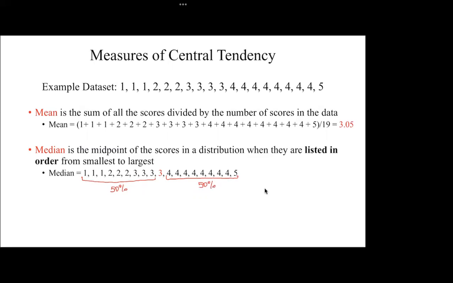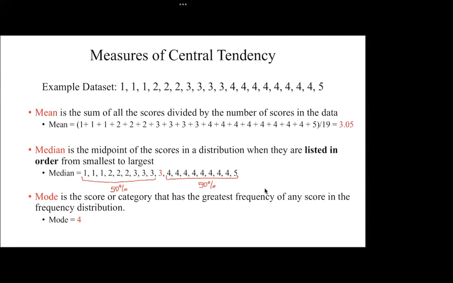And then we have the mode, which is the score or category that has the greatest frequency of any score in the distribution. So in this case, if we look at my data, we have 3 1s. We also have 3 2s. We have 4 3s. Then we have 8 4s. And only 1 5. And so the most frequent value in my data set is 4. It occurs 8 times. And so that's the mode.